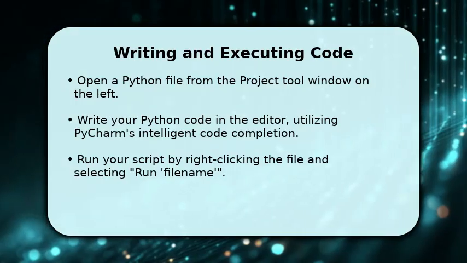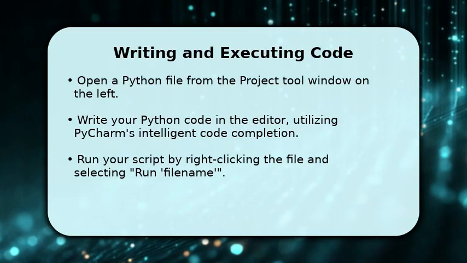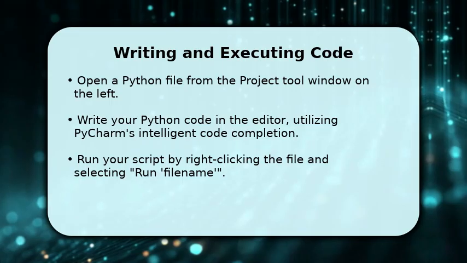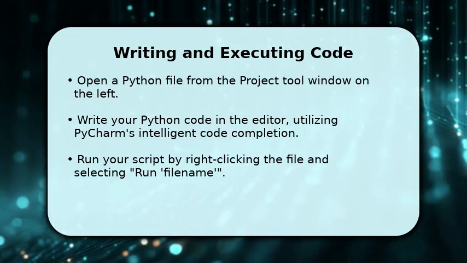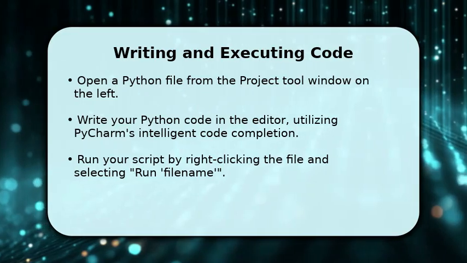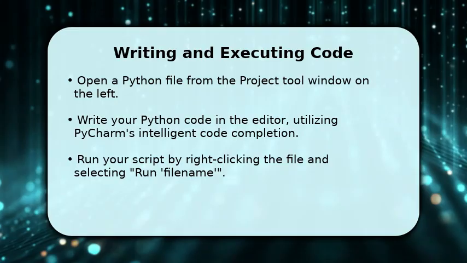Once your project is set up, open a Python file from the Project Tool window. Start writing your code in the editor, benefiting from PyCharm's intelligent code completion and syntax highlighting, which speeds up development. To execute your script, simply right-click the file and choose Run File Name.